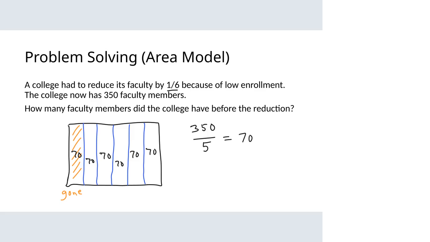How many faculty members did the college have before the reduction? Well, it had 70 more than it has now. And so you could get there a couple different ways. You could say there's 350 now. If we add those 70 back in, they originally had 420. Or you might say, well, once I know each piece is 70 and there are 6 of them, I could just do 6 times 70 and have 420 total. Either way, how many faculty members did the college have before the reduction? It had 420. Again, using the area model to solve a problem rather than setting up an equation.